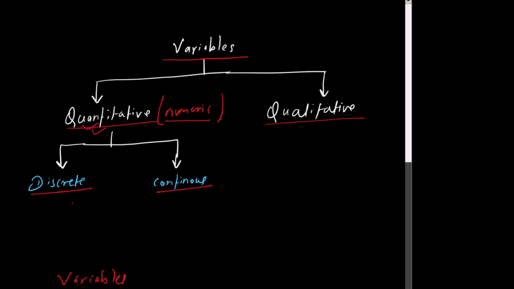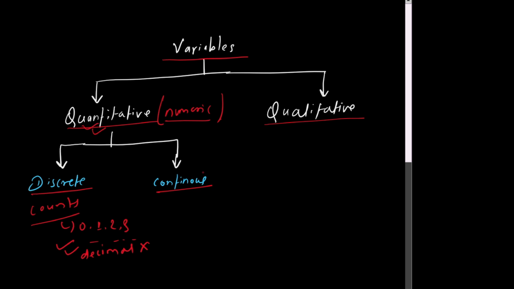Okay, so discrete is that type of quantitative variable where we take fixed values. For example, if you want to count the number of cars, then we count 0, 1, 2, 3, and so on, because no decimal numbers are considered. No decimal numbers are considered. Okay.